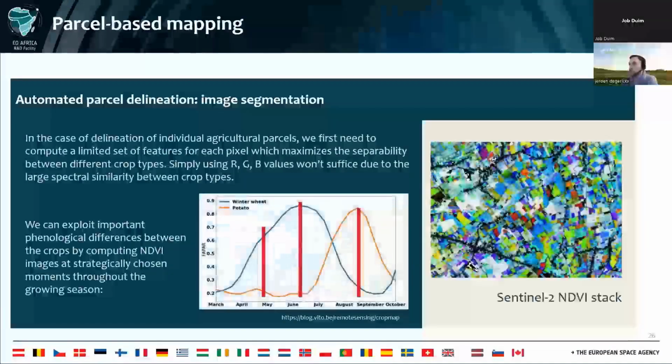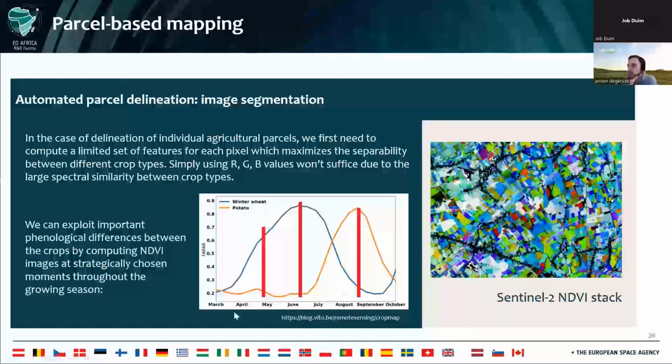If we want to apply these segmentation techniques on remote sensing data, where we have potentially a lot of observations throughout the season, then we'll need to find a way to select the most interesting observations as input for our segmentation technique. And that is what I tried to illustrate in this figure in the center here.